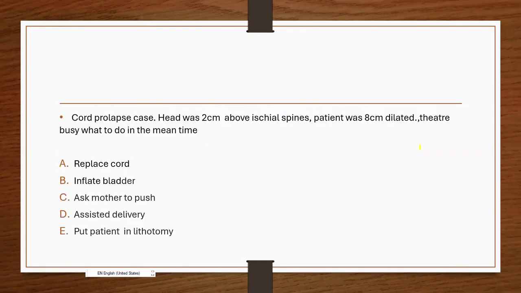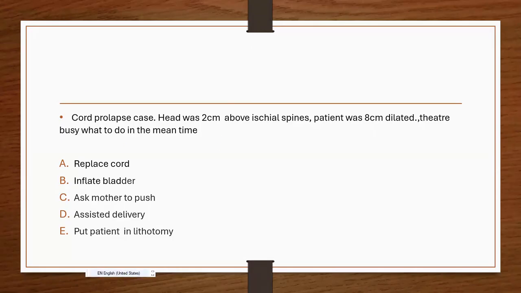Cord prolapse case, head was 2 cm above ischial spine. Patient was 8 cm dilated. Theatre busy. What to do in the meantime? A. Replace cord. B. Inflate bladder. C. Ask mother to push. D. Assisted delivery. E. Put patient in lithotomy. Okay, what do you think?